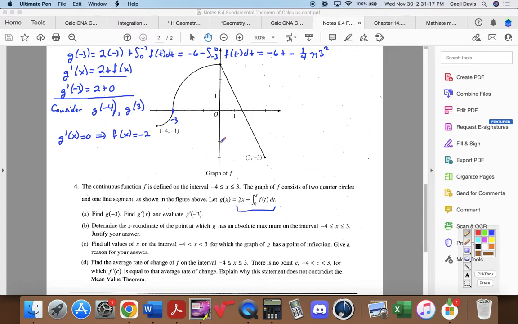So where is this equal to negative 2? Well, it's somewhere in here. And this is the other part that torched some students, because they absolutely freaked out at this point trying to figure out exactly where that was.